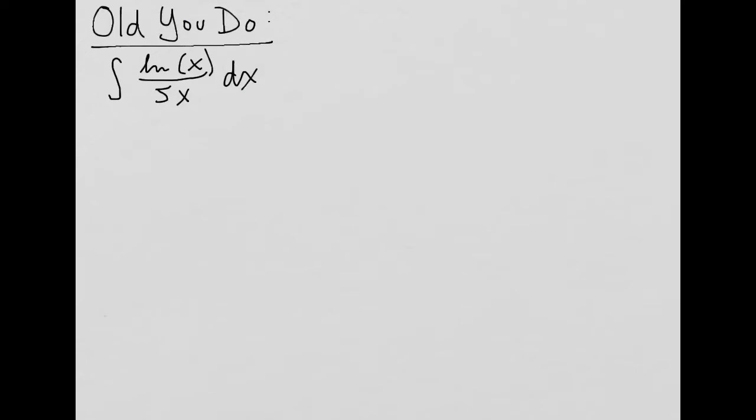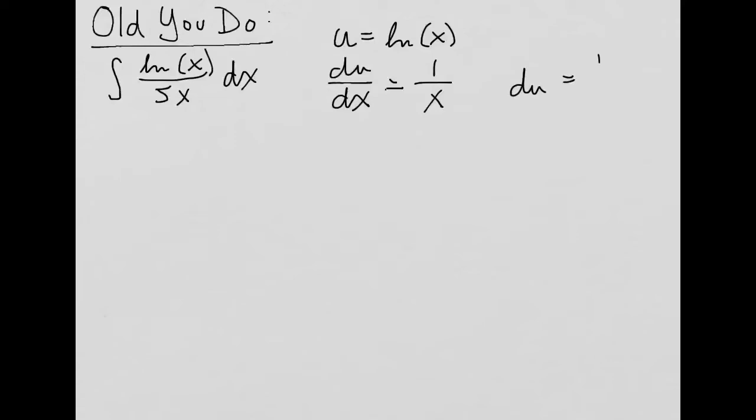So let's do the old u-do. If we look at our first of the u-dos, then u should be natural log of x, because du/dx is going to be 1 over x. Therefore, du is 1 over x dx.